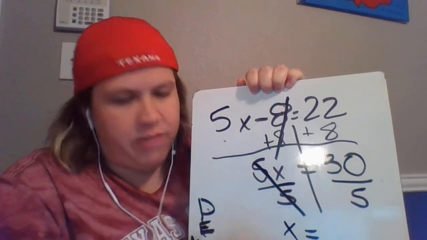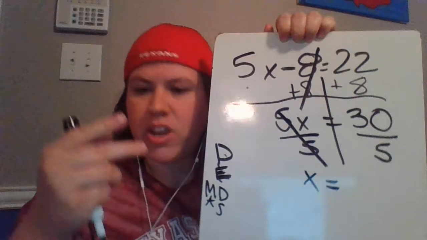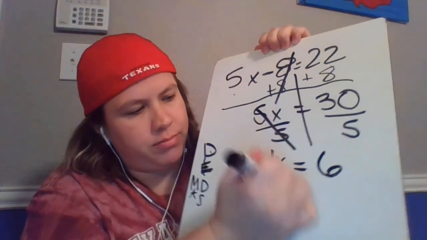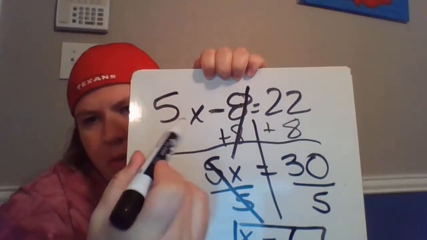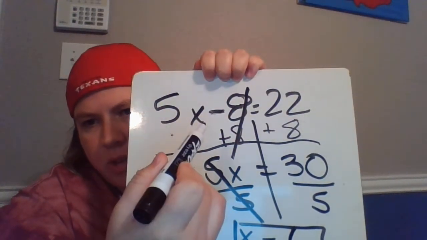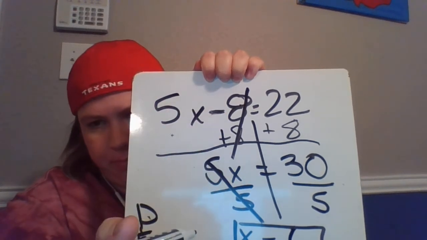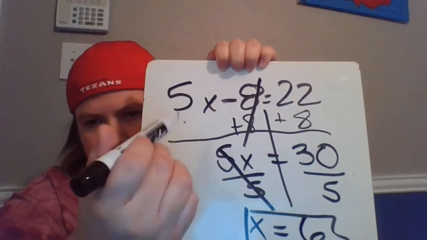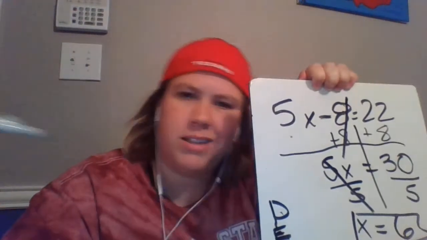X equals 30 divided by 5. If you're sitting there going, 30 divided by 5? 5, 10, 15, 20, 25, 30. There's 6 of them. Then that's perfect. X equals 6. Now we know this is true because 5 times 6 would get me 30, and 30 minus 8 gets me 22. If you notice, I just plugged in 6 for x, because 5 times 6 equals 30, minus 8 equals 22. It's a beautiful thing.